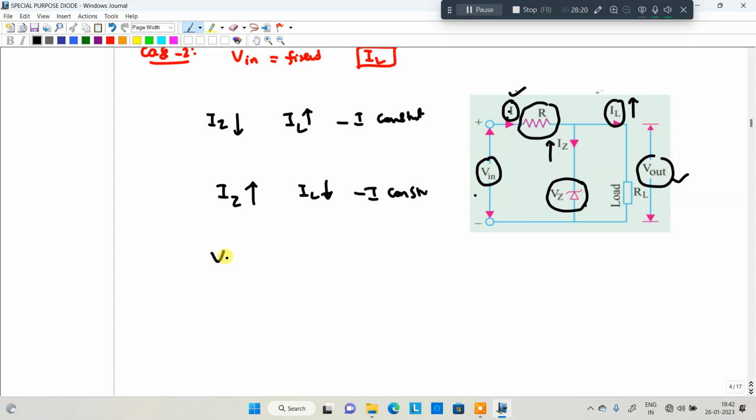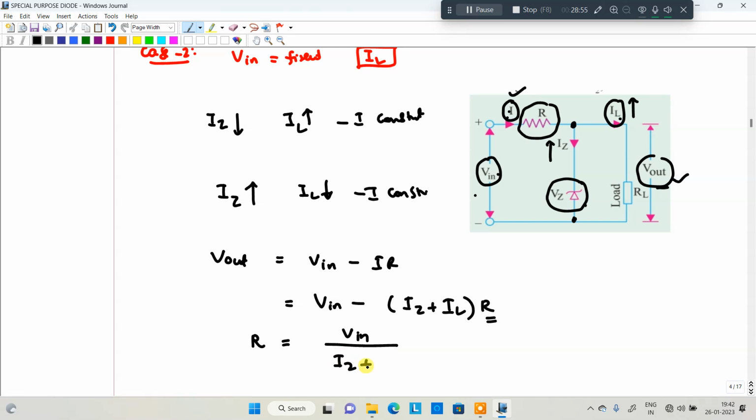Now the output is equal to V in minus IR. This particular output is equal to V in minus IR, that is the output voltage across here. You know V in. What is the current? I is nothing but IZ plus IL. You know that. Apply KCL here: I is equal to IL plus IZ. Resistance R is equal to V in divided by IZ plus IL.